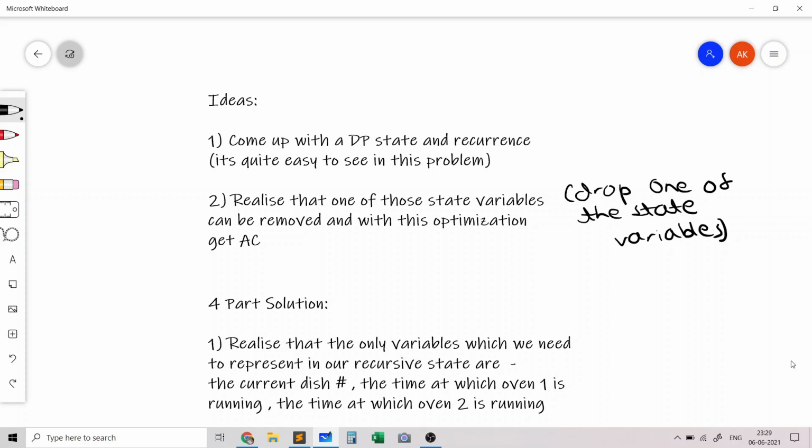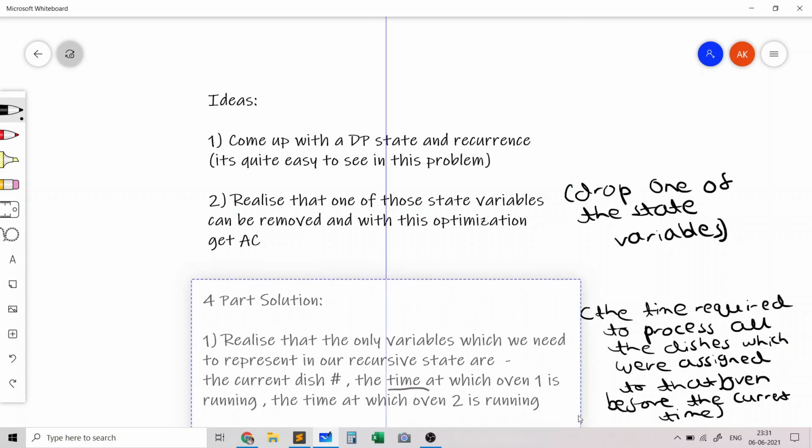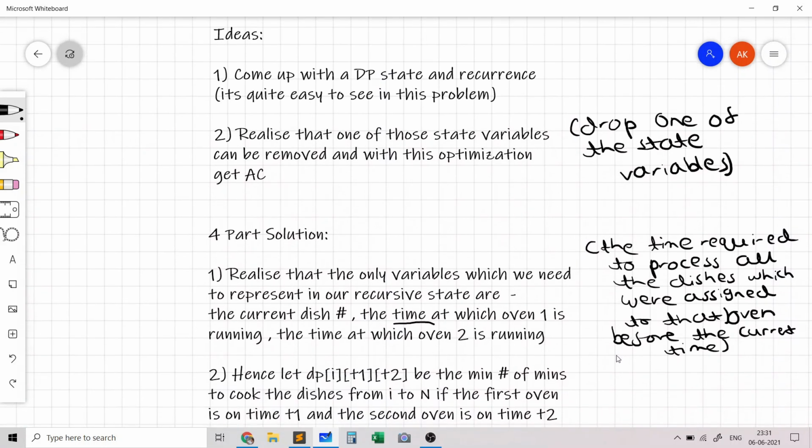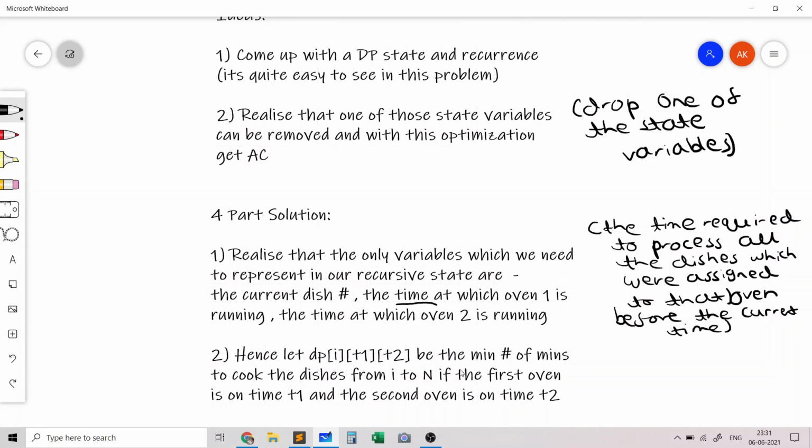By the time at which the oven is running, I mean the time required to process all the dishes which were assigned to that oven before the current time. This basically means that the current time of the first oven is T1, the current time of the second oven is T2, and the current dish number is i. So that's exactly what our DP state is. The DP state is (i, T1, T2), which is the minimum number of minutes required to cook the dishes from i to N if the first oven is currently at time T1 and the second oven is at time T2.